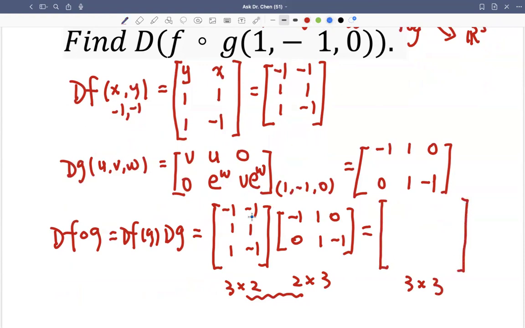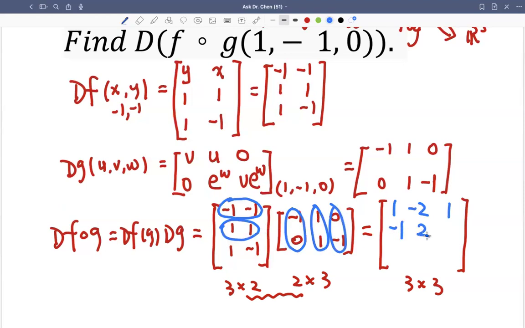Let's use blue color. So first row, we get from this row vector dot product with each column vector. Okay. -1, -1, dot product with -1, 0, get a +1. -1, -1, dot product with 1, 1, we get -2. -1, -1, dot product with 0, -1, we get a +1. Then we do the second one. 1, 1, dot product with -1, 0, get -1. Then with the second one, 1, 1, we get a +2. 1, 1, 0, -1, we get -1.